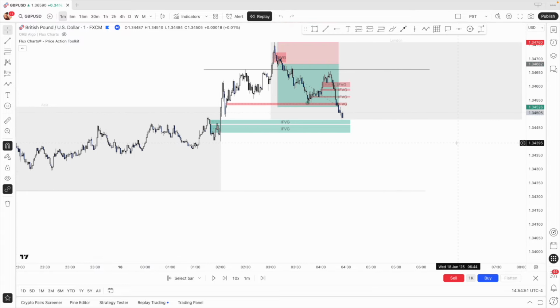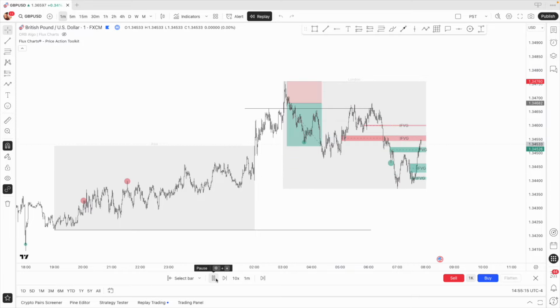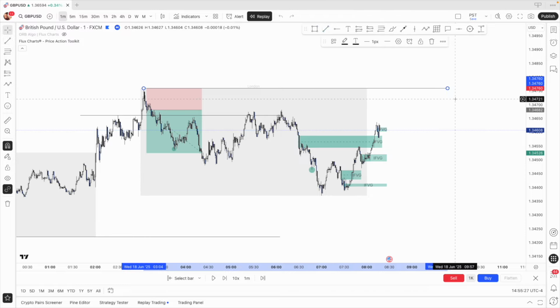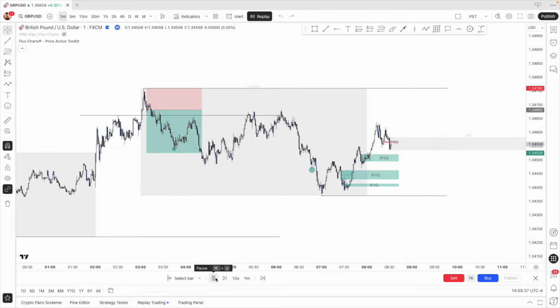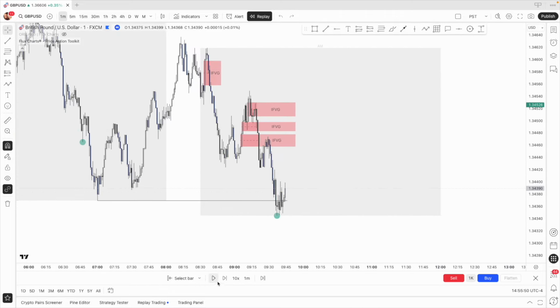So let's just zoom out and see how price plays out. Alright, so now we can clearly see our London session is done. So let's mark out the London highs, the London lows, and let's wait for New York session to start. So the New York session has started. We're first waiting for some sort of liquidity sweep. There we go. There we had our London lows being taken.